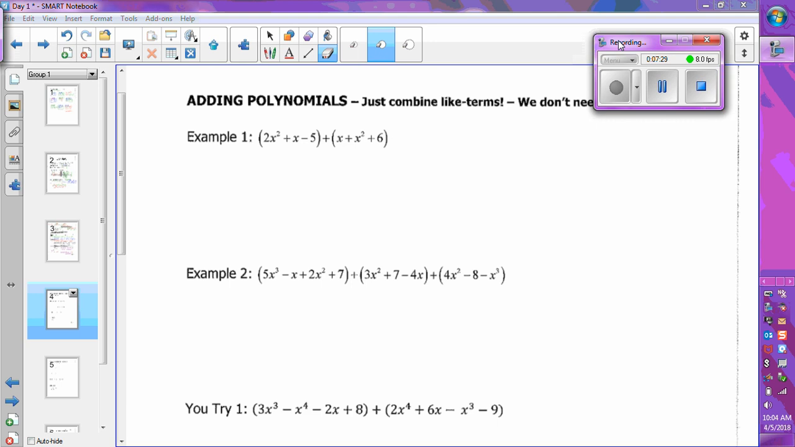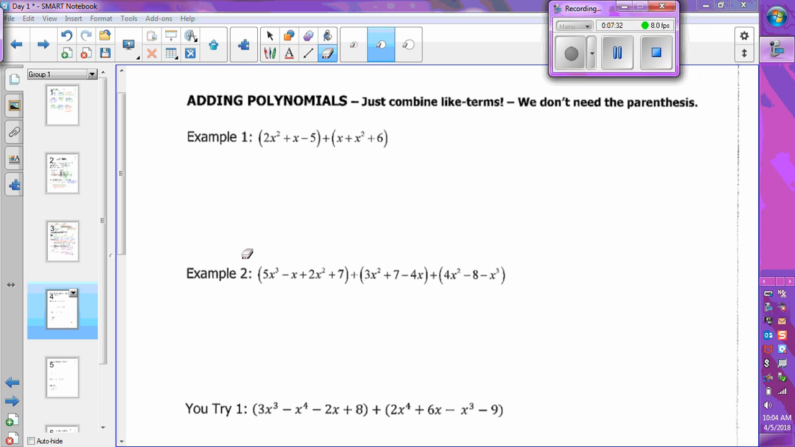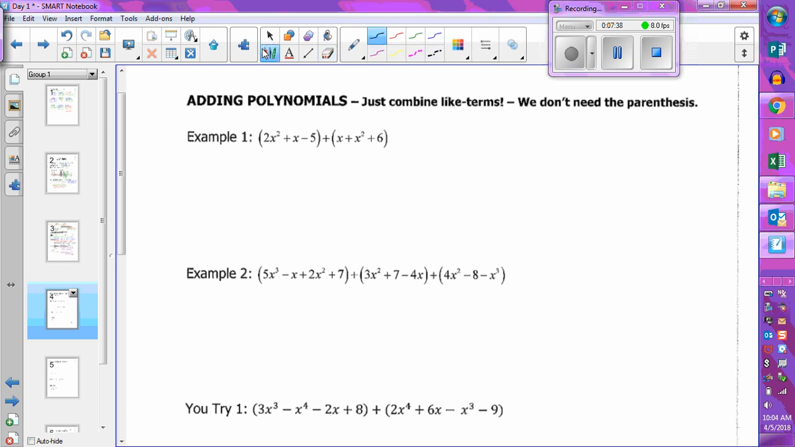So this is wonderful. So now we get to move on where we're going to be doing adding polynomials. So it's kind of like the warm-up that we did the other day where we were just combining like terms. It's very important that you guys remember how to combine your like terms. It's going to be very helpful. So we're going to combine our like terms. So even though these are in parentheses, we don't really need the parentheses. Make sure that you guys are reading your directions. Okay, we're going to be combining like terms. So even though we see parentheses, we don't really need the parentheses.